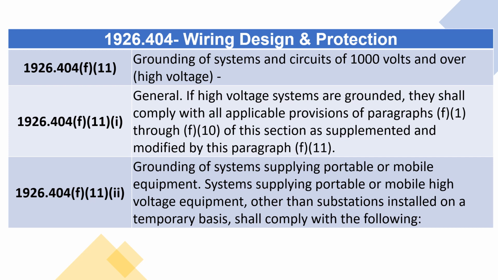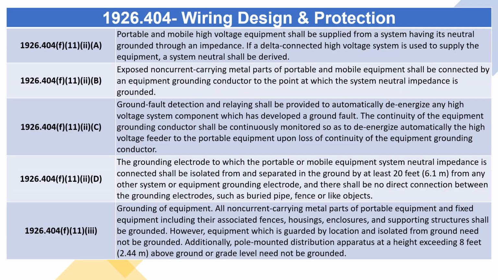1926.404 F11 2. Grounding of systems supplying portable or mobile equipment. Systems supplying portable or mobile high-voltage equipment, other than substations installed on a temporary basis, shall comply with the following. 1926.404 F11 2a. Portable and mobile high-voltage equipment shall be supplied from a system having its neutral grounded through an impedance. If a delta-connected high-voltage system is used to supply the equipment, a system neutral shall be derived.